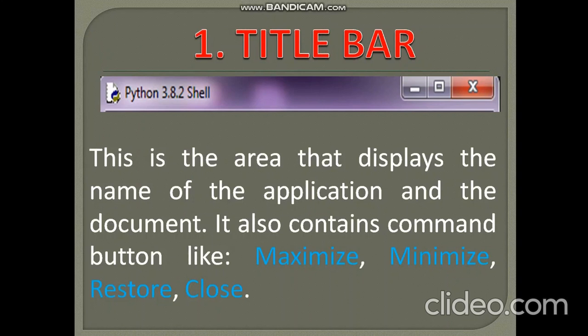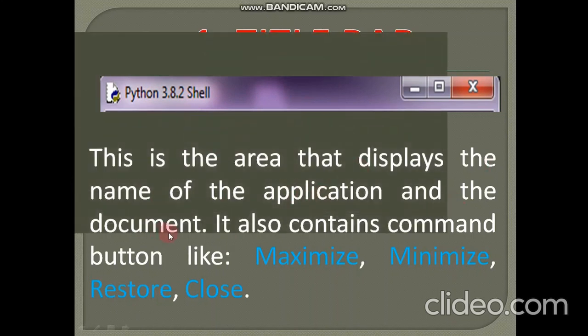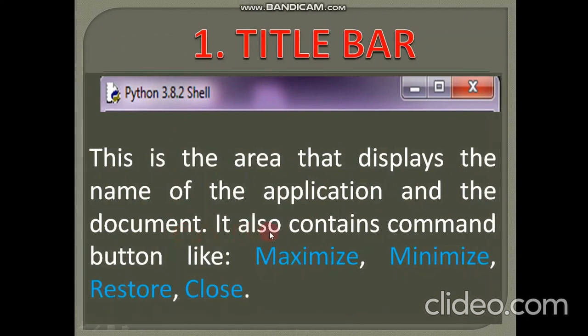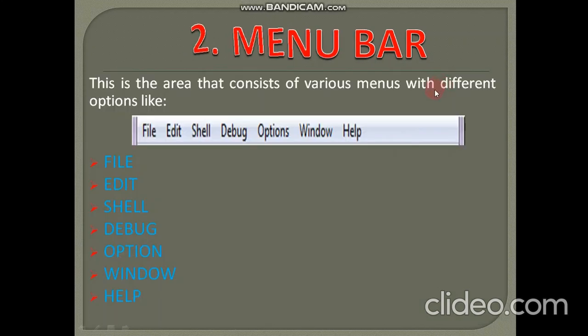Title bar. As you can see from this picture, this is the title bar of the Python window. This is the area that displays the name of the application and the document. It contains command buttons like maximize, minimize, restore, close. As you can see from here also, these are the three buttons.